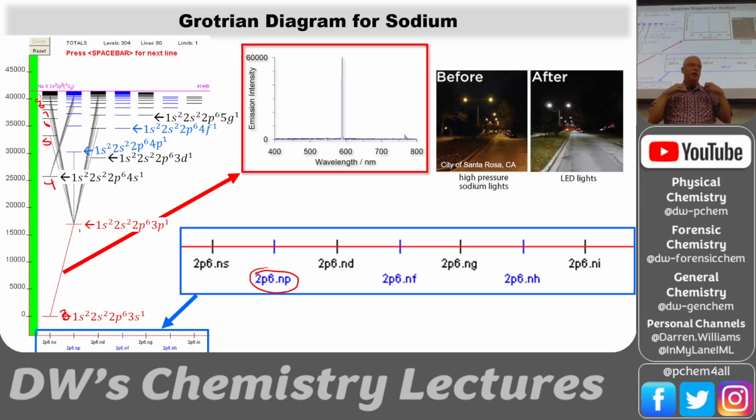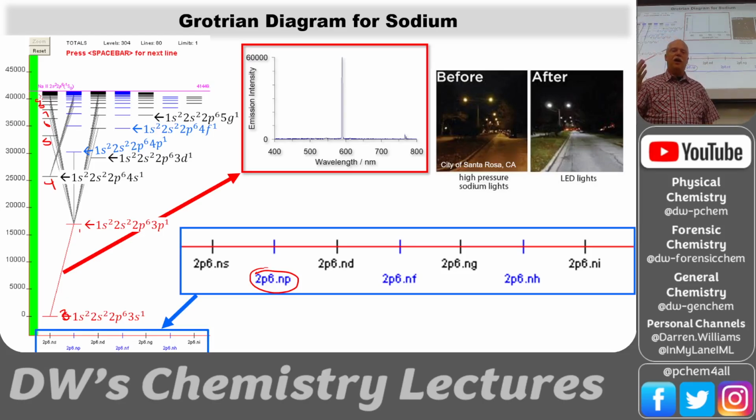So it's gotten a little bit more advanced than just the Aufbau filling scheme for the ground state atom. This is what we did the last time. Now we've added a little bit more complexity. We've added the Grotrian diagram and all the excited states.